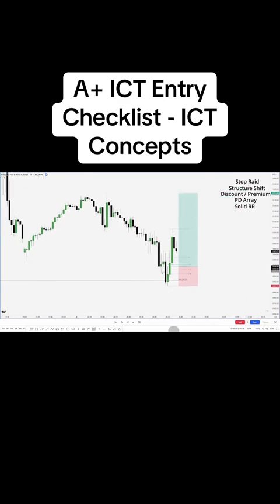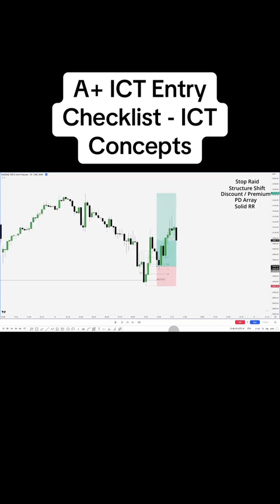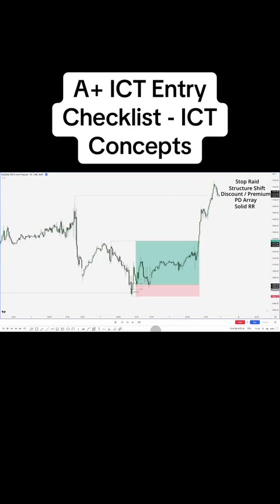So letting this play out. That would be my partial. And then depending on if I move my stop to break even, it would have hit buy side liquidity here.